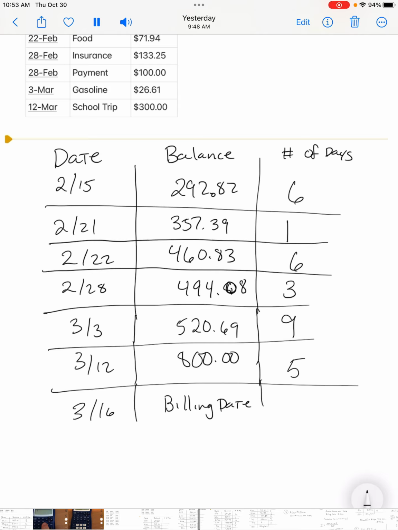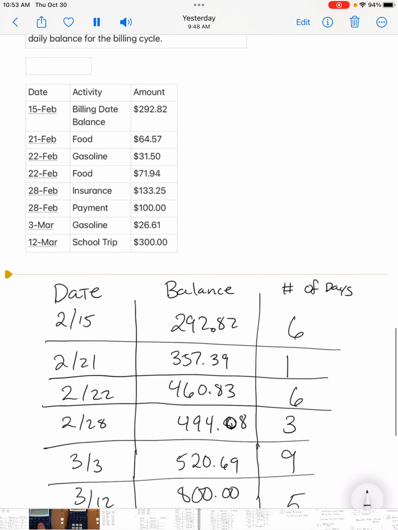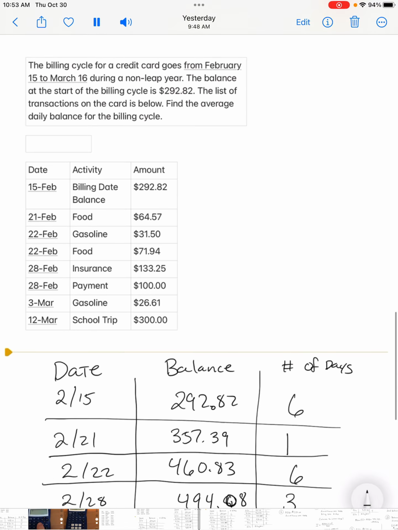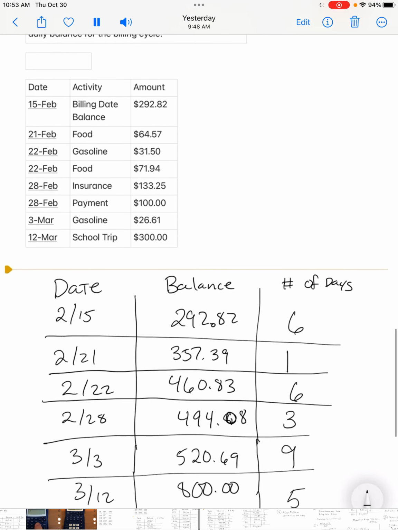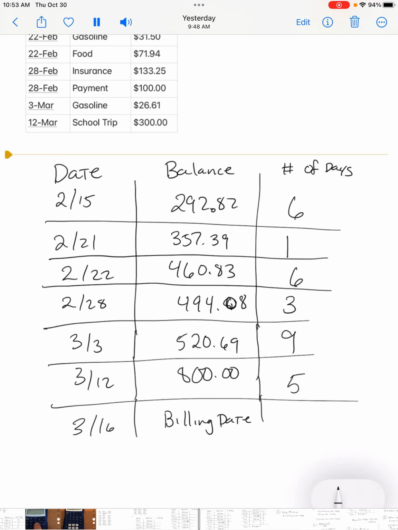Okay, and let me check something. And so, how many days should we have? February 15th to March 16th. Okay, that's an extra day, so we should have 29 days. So this one here, I miscounted, should be a 4. Okay, so we'll put our 4 back in there.